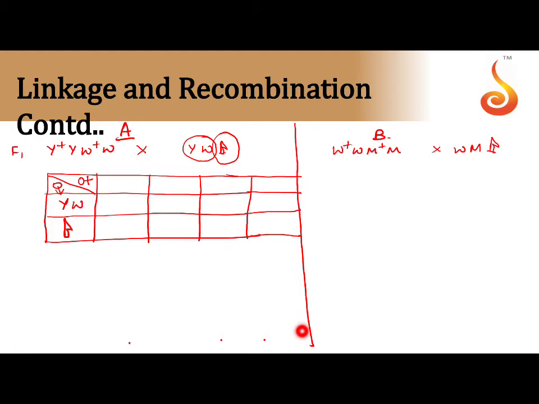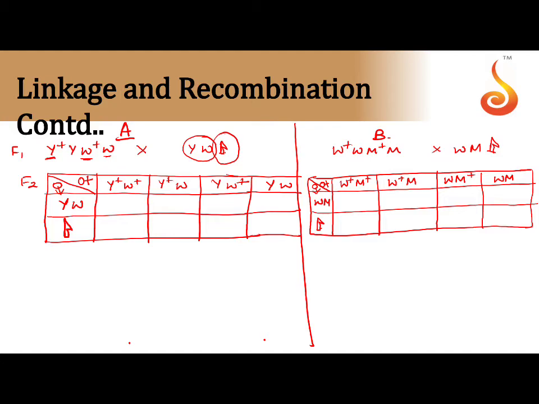Okay, and in case of females, if you see Y plus W plus will be your first one. The second one will be Y plus with the smaller w, and then you have the Y coming with W plus and Y with W. On similar lines, we can form the F2 generation for cross 2 also, cross B.